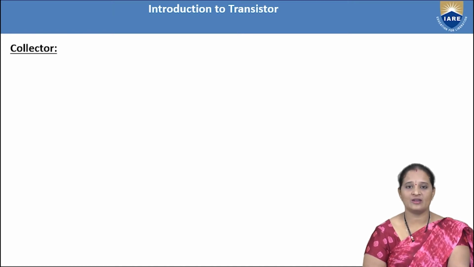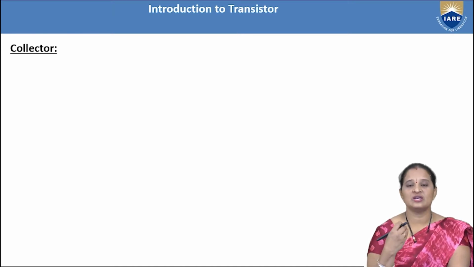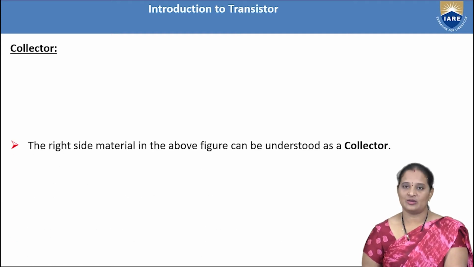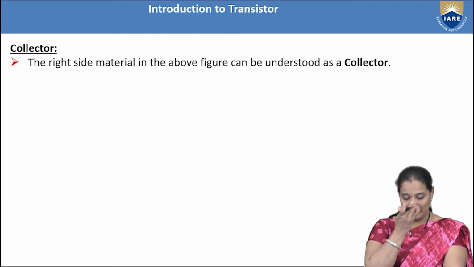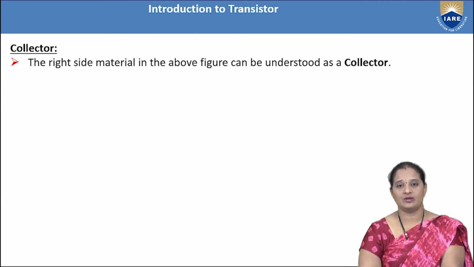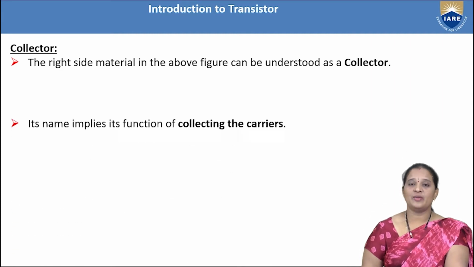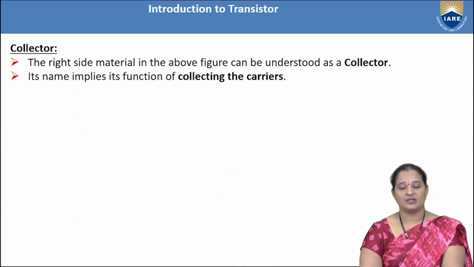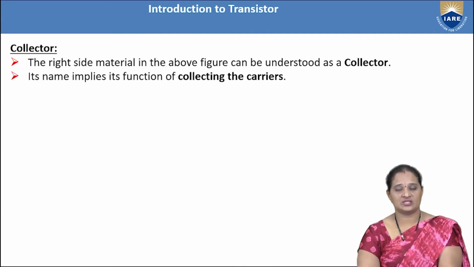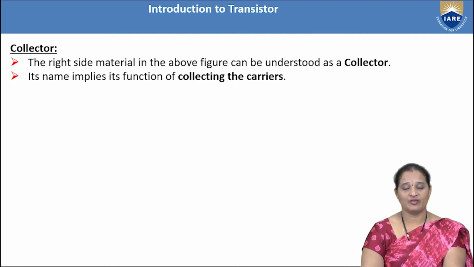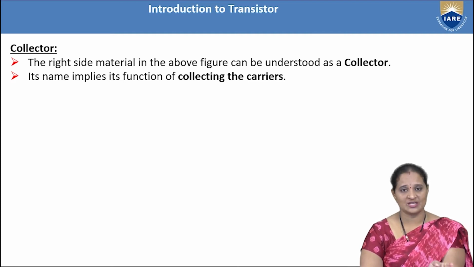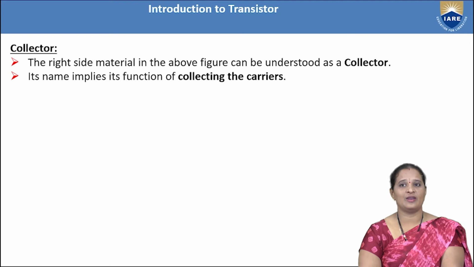It is to collect the majority charge carriers generated by the emitter. So the terminal that is taken from the right side semiconducting material is called the collector terminal. Coming to the size, the size of the collector terminal is large, whereas the emitter is moderate and the base is thin.